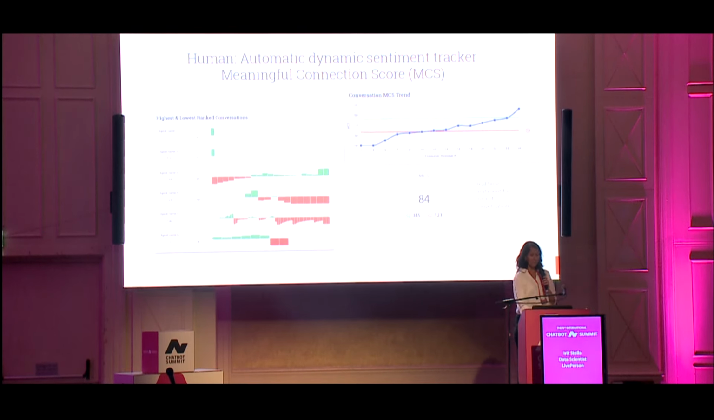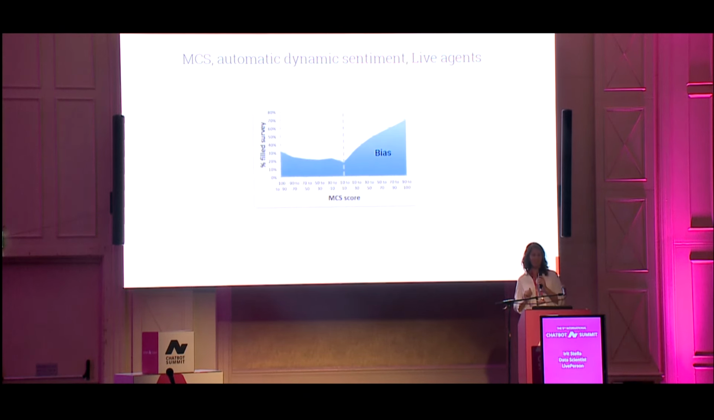And it's through this objective tool that we can now test what we suspected happens with the bias. So what we see here on the y-axis is the percentage of people that filled the survey that was presented to them, and on the x-axis is the MCS score. That is the overall satisfaction that the consumer exhibited during the conversation.